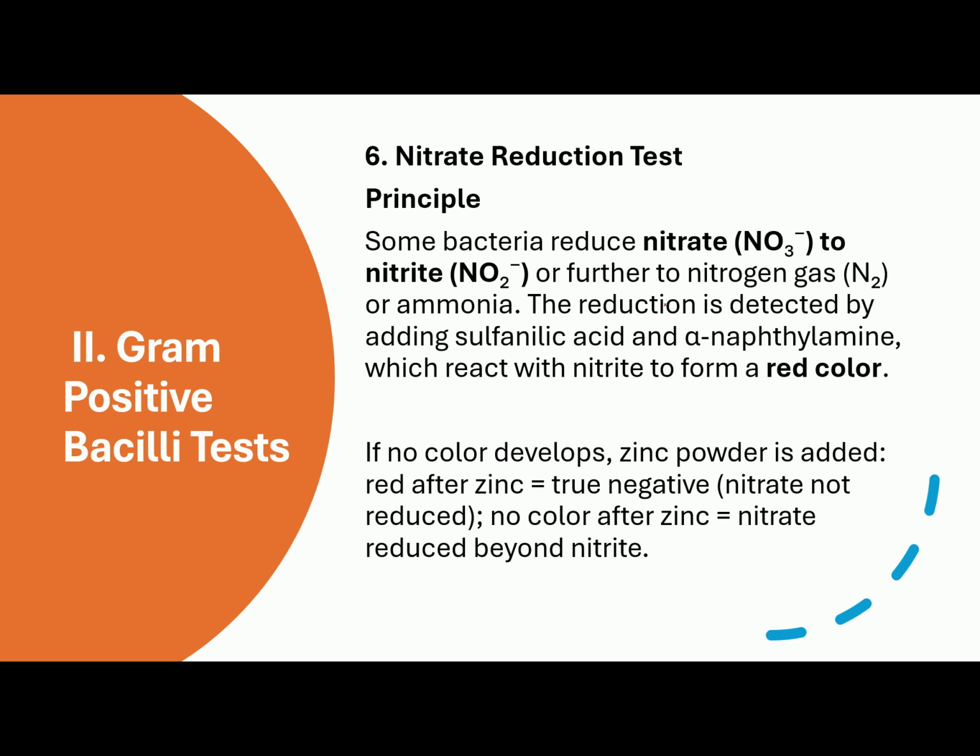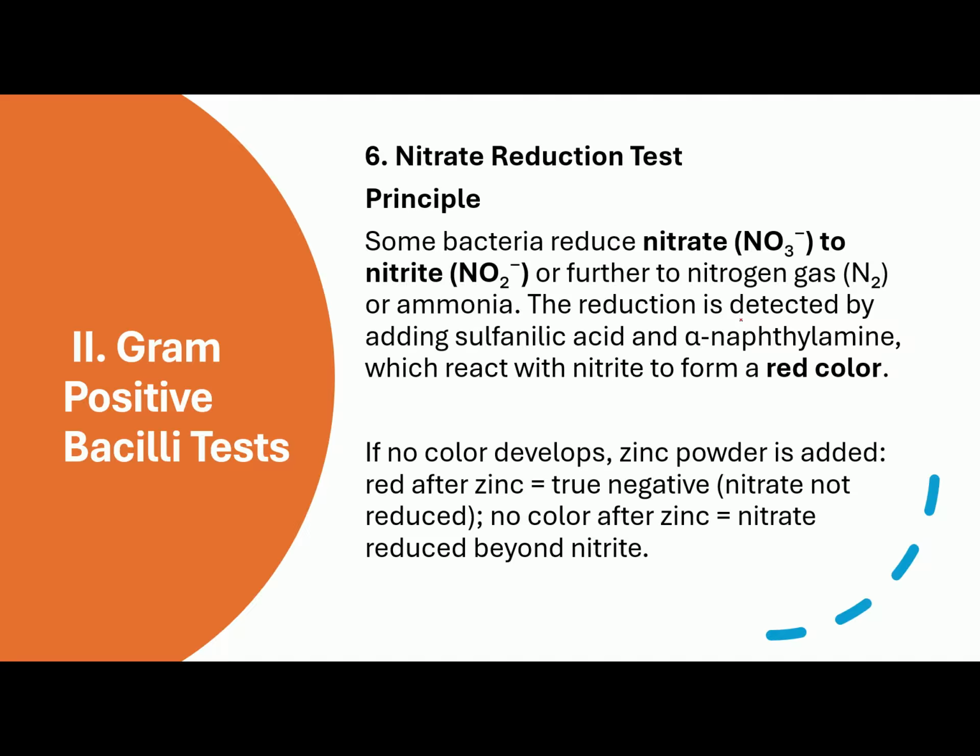Another test is your nitrate reduction test. So, some bacteria would reduce nitrate, NO3, to nitrite, NO2, or further to nitrogen gas or ammonia. The reduction is detected by adding sulfanilic acid and alpha-naphthylamine, which react with nitrite to form a red color. If no color develops, zinc powder is added. If it produces a red color after zinc, it is a true negative. Nitrite is not reduced. If there's no color after zinc, nitrite is reduced beyond nitrite.